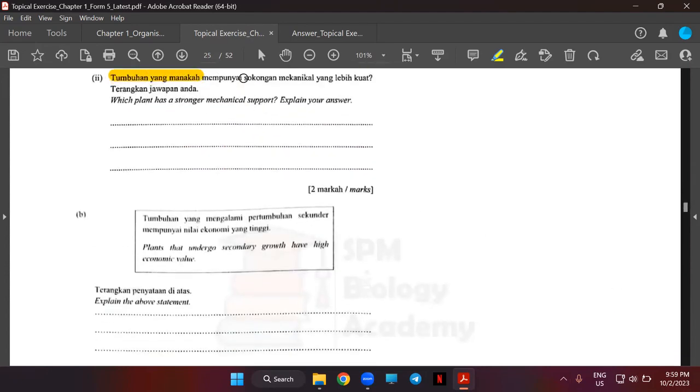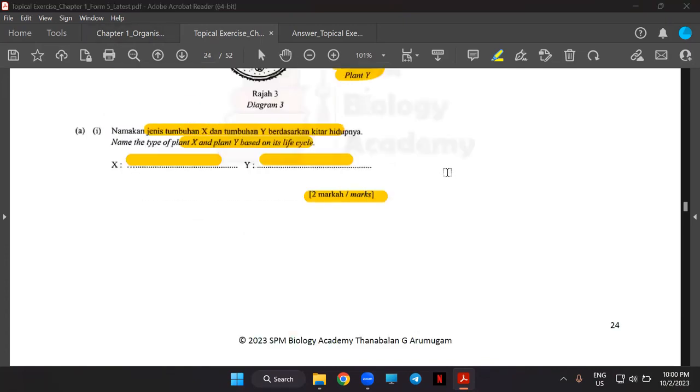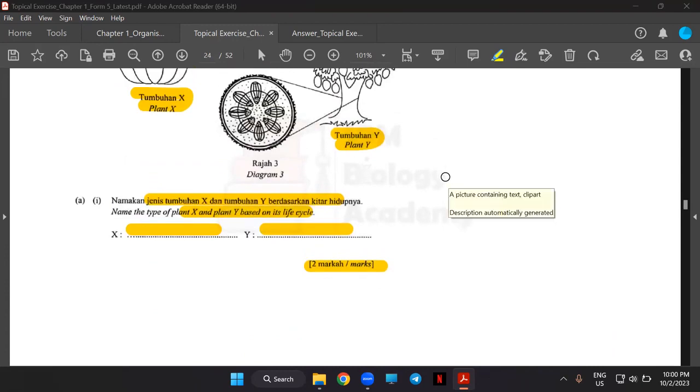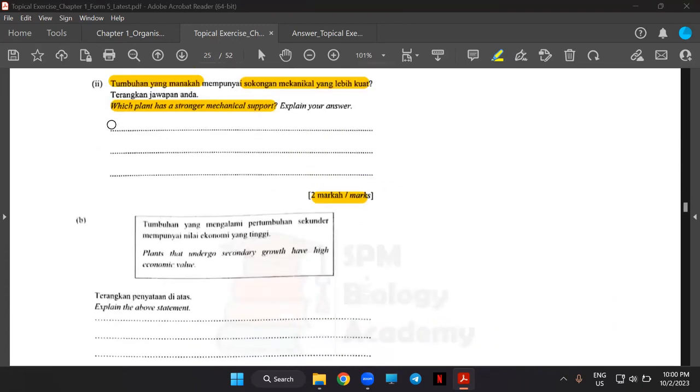Tumbuhan yang manakah mempunyai sokongan mekanikal yang lebih kuat? Terangkan jawapan anda. Which plant has a stronger mechanical support? Let's answer this first. 2 markah. So this is the first mark. Tumbuhan manakah mempunyai sokongan mekanikal yang lebih kuat? Which plant has a stronger mechanical support? Yes, Dinesh Kumar, betul. So jawapan kita ialah tumbuhan Y. Plant Y. So you write here. Plant Y. 1 markah.